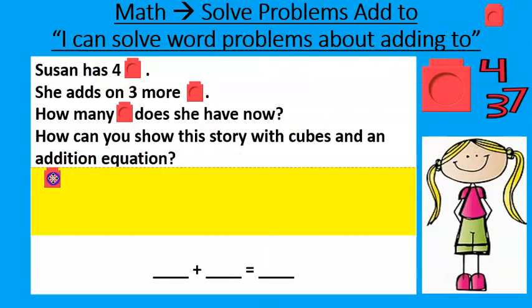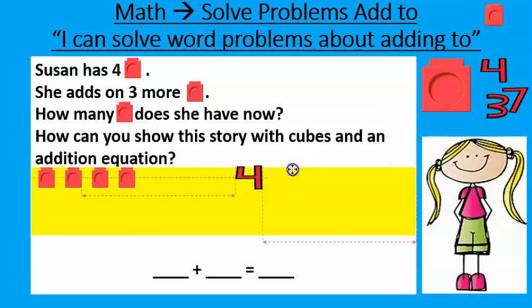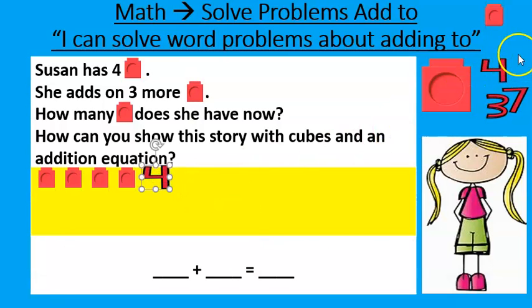So here's what we got to do. We got to put 4 cubes here. Let's count. 1, 2, 3, 4. So now we have 4 cubes there, boys and girls, because it says Susan has 4 cubes. So now that we have 4 cubes here, what number do we have to put here? 4. Good job. So we're going to put number 4 there, okay? Because there are 4 cubes here.